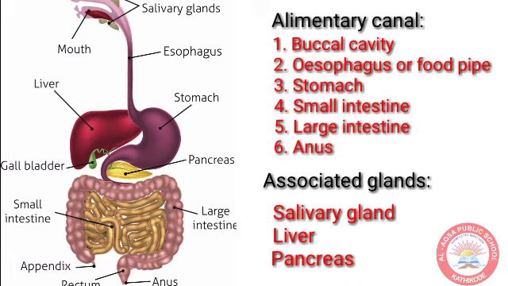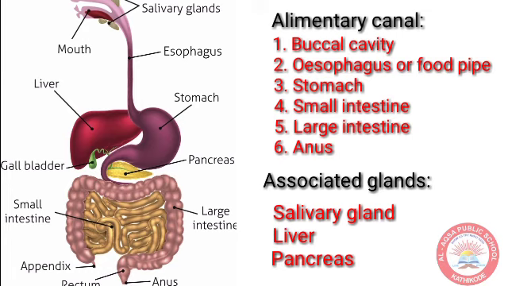This is our digestive system. As I said earlier, it consists of mainly two parts, the alimentary canal and the associated glands. Now, the alimentary canal consists of different parts. The first one being the buccal cavity or the mouth. The second, esophagus or food pipe. You can see a pipe-like structure going. The third one is the stomach. Next part is the small intestine, followed by the large intestine and anus.